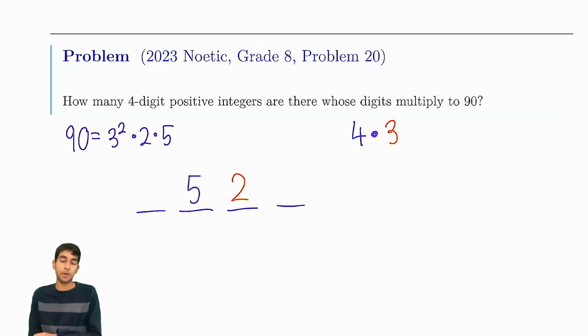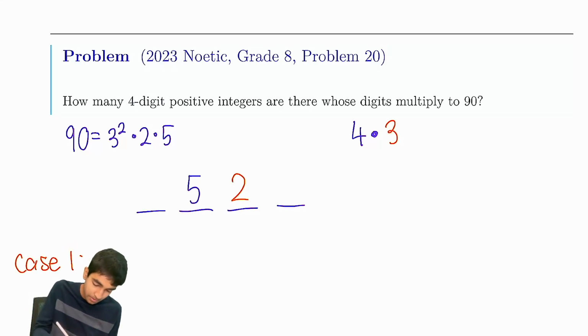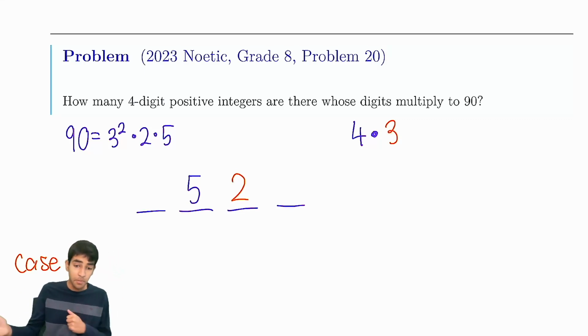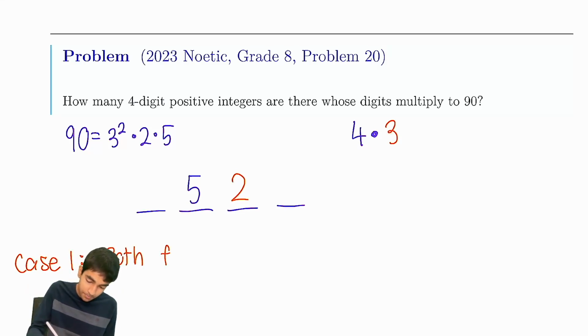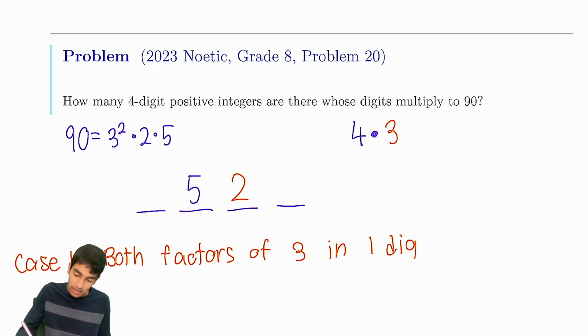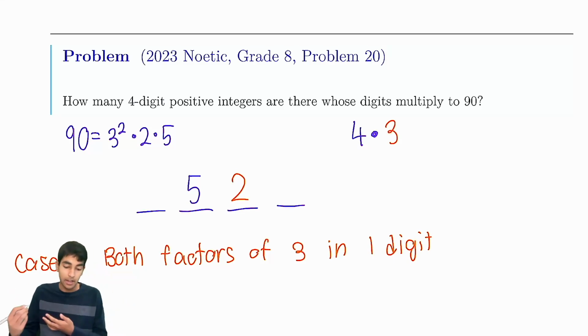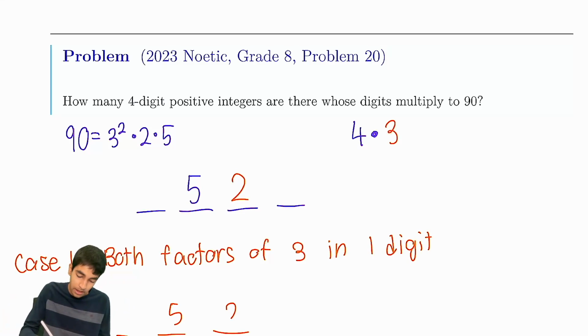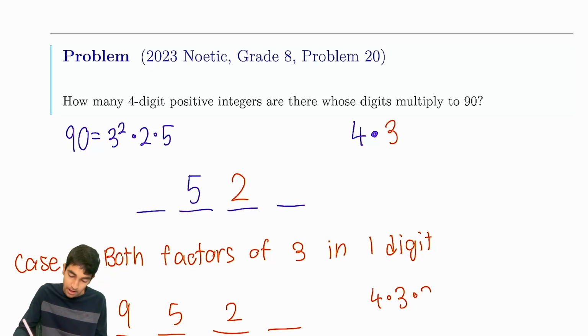Now we have 2 3s we need to put. And this is where it gets a little bit tricky. We've got a few cases to deal with here. So let's say case 1. Both of these 3s could be on different numbers, or they could be at the same number, like both factors of 3 in one digit. And what does that mean? That means that digit is going to be 9. So 5, 2, and then we can pick any of them to be 9. There's 2 ways to do that. And then this last digit will clearly just have to be a 1. So in this case, we've got 24 possibilities.